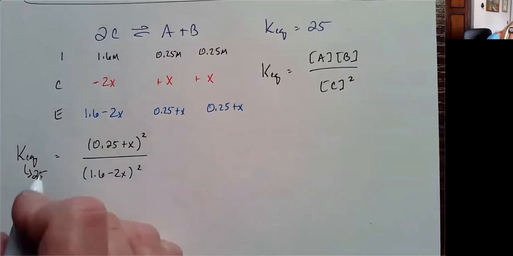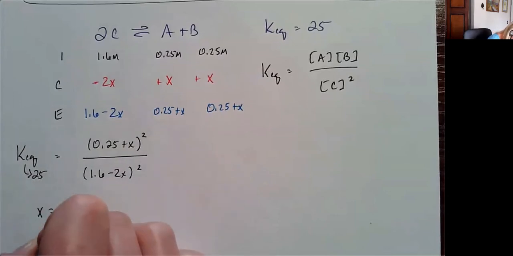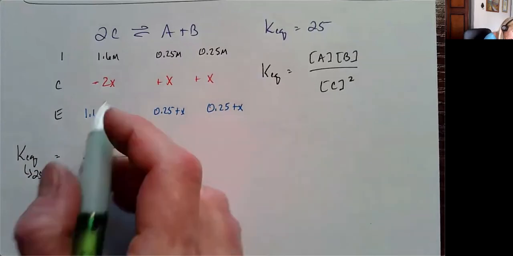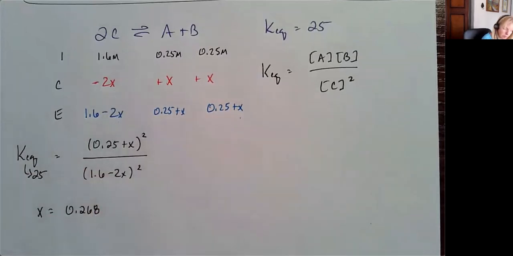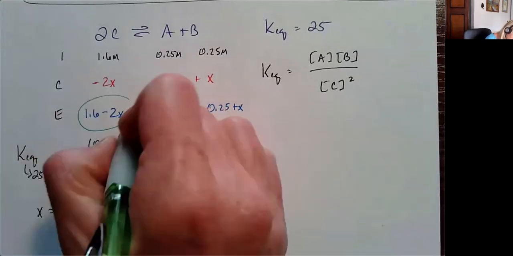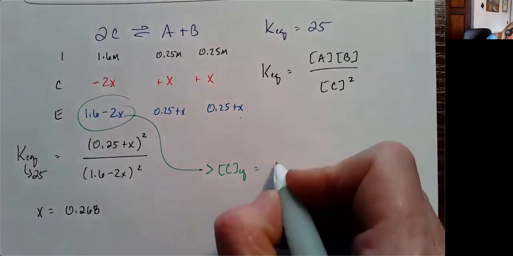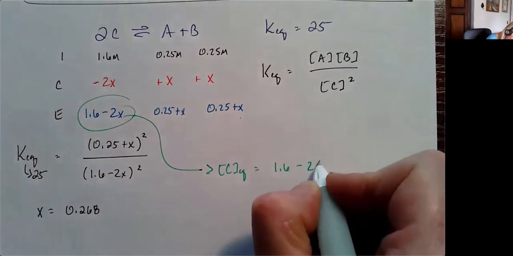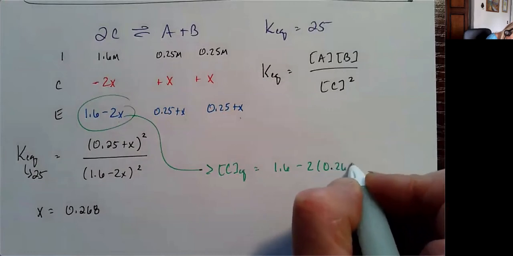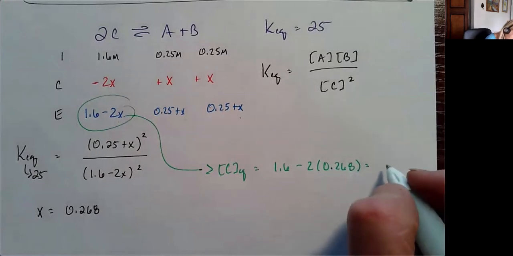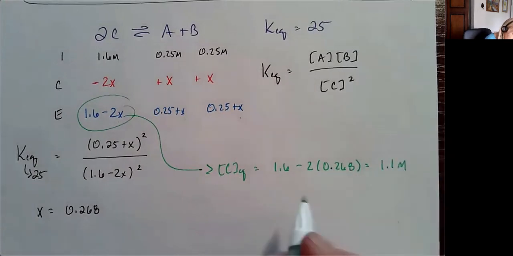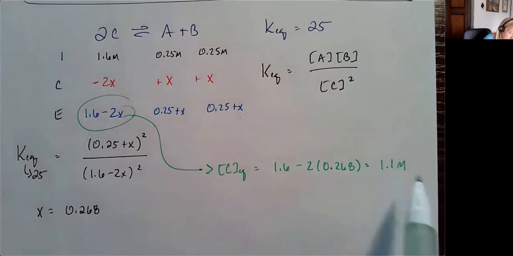And so when I solve for x now, I'm going to get 0.268. Now I'm going to take this value, go back up into here, and find my equilibrium concentrations. So C at equilibrium is going to be 1.6 minus 2 times 0.268. And that is going to be 1.1 molar. So it went down. It went from 1.6 to 1.1.